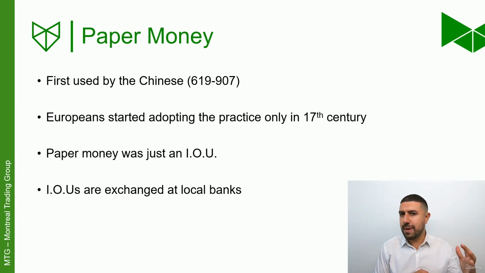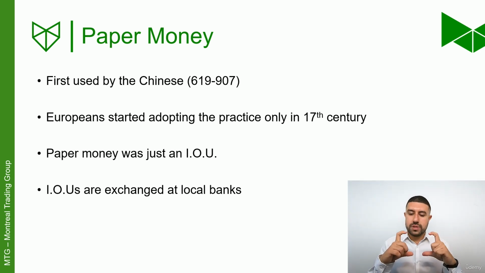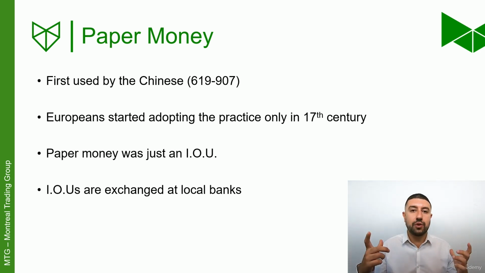Now, paper money started being used between the year 600 and 900 by the Chinese. It was only adopted by the Europeans in the 17th century. So the Chinese started using it way before Europeans. And the form of this money was just IOUs. Okay, so it's an IOU. It's a piece of paper that says I owe you this amount of gold.